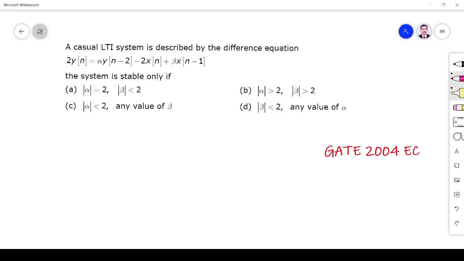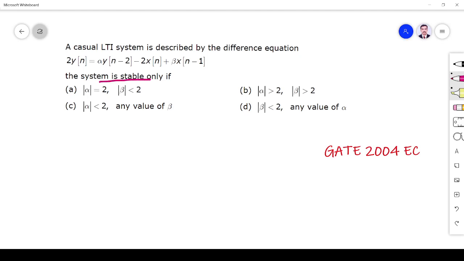Hi friends, in this video let us solve a similar system related question asked in GATE 2004 EC paper. The question is, a causal LTI system is described by the difference equation 2y of n is equal to alpha y of n minus 2 minus 2x of n plus beta x of n minus 1. The system is stable when?